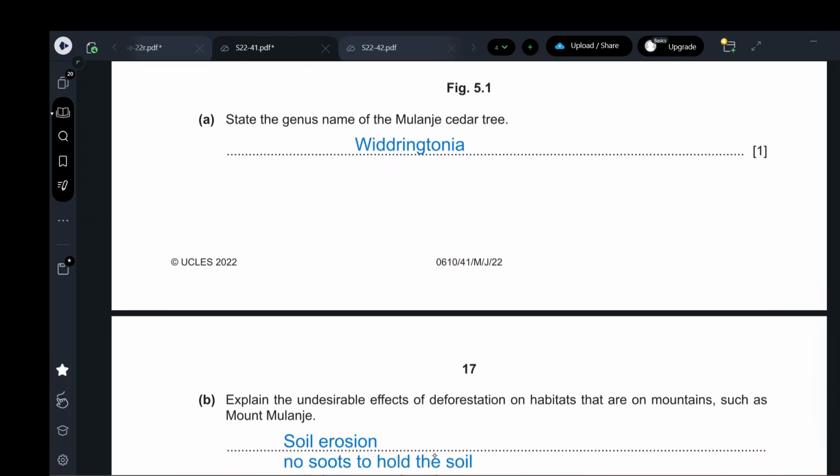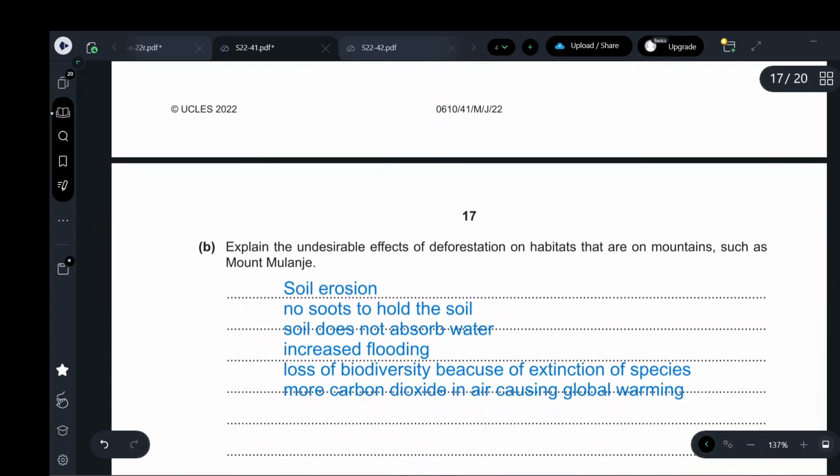Again, what were the effects of the deforestation? Soil erosion, because there are no roots to hold the soil. Also, soil is not there anymore, so it does not absorb the rainwater, causing floods. Loss of biodiversity because of extinction of the species. You destroyed their habitat, so the species will go extinct. More carbon dioxide in the air, causing global warming and enhanced greenhouse effects.